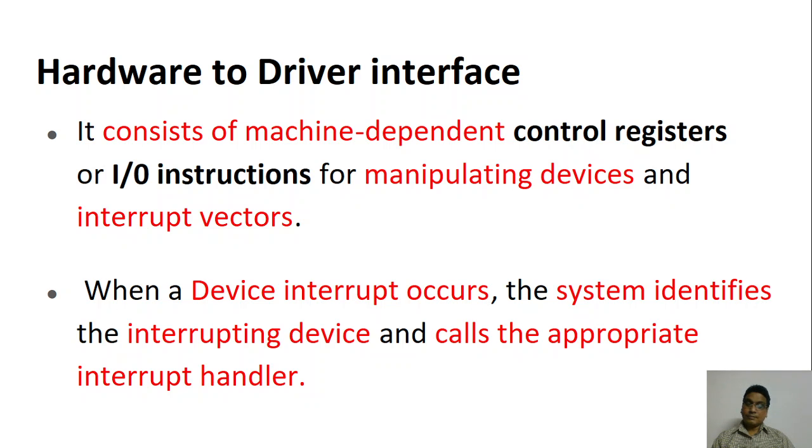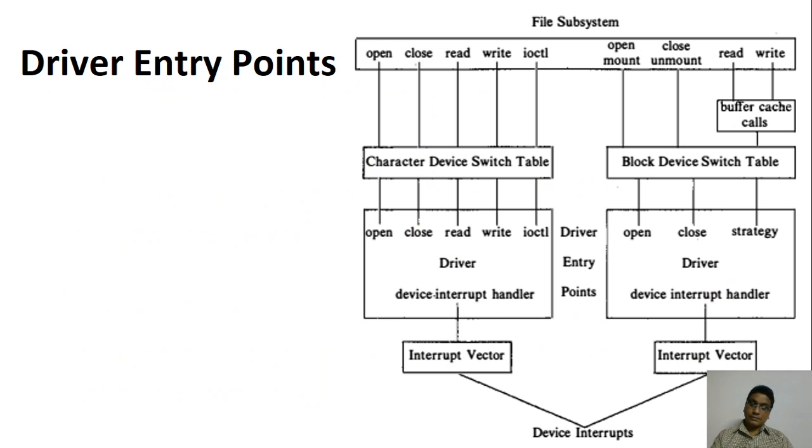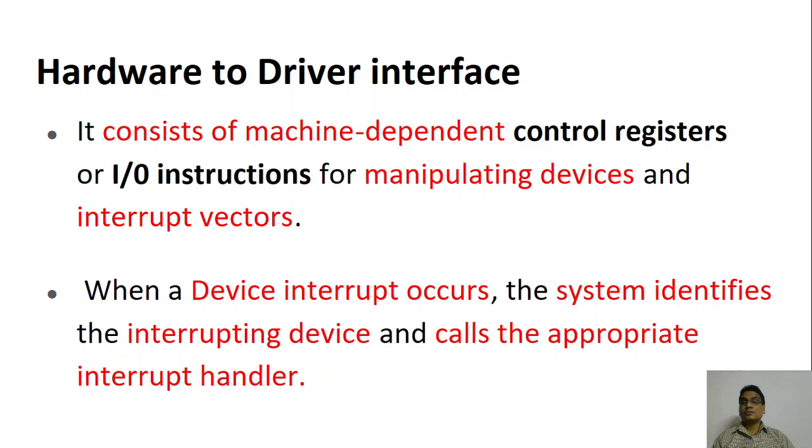Here, because the kernel has to interact with the appropriate hardware, all the registers and parameters are specific to the device. So it's the interface towards the device. The hardware to driver interface consists of machine dependent control registers or input output instructions that help the driver to manipulate the devices or to listen to interrupts.